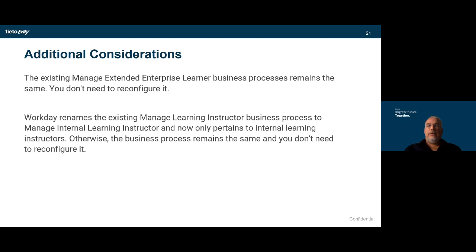At first glance it might sound a bit confusing, but take your time and go through this material and you will get it. So basically it's quite simple. Earlier, if the same person was both a learner and an instructor, external instructor and external learner, they needed two user accounts. But now they need only one user account, which can be linked to two personas, external instructor and external learner. And then the existing manage learning instructor business process has to be changed.